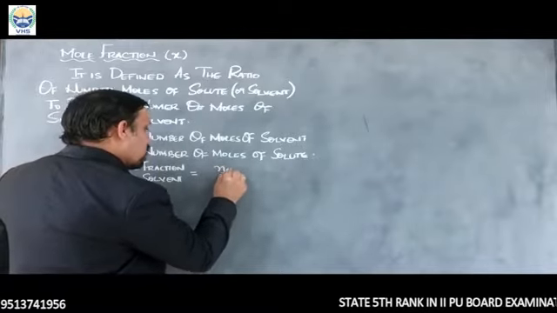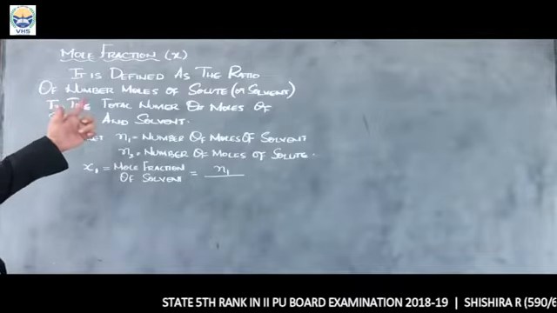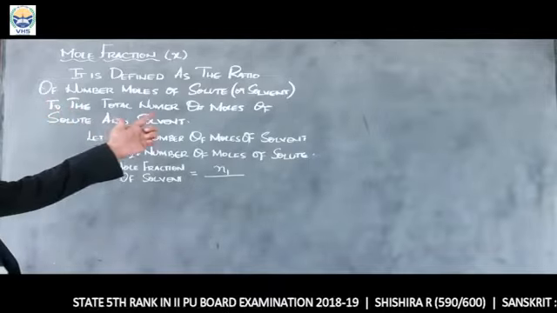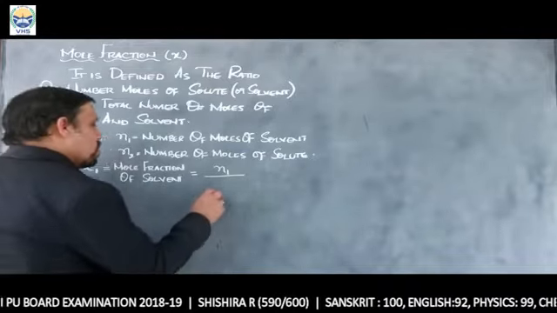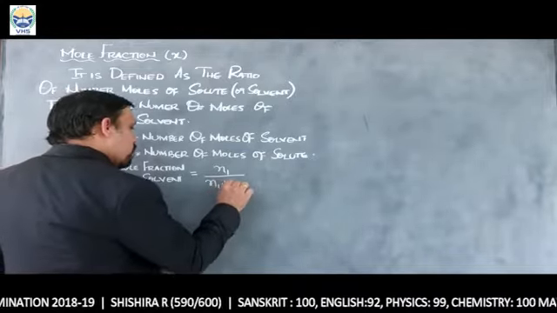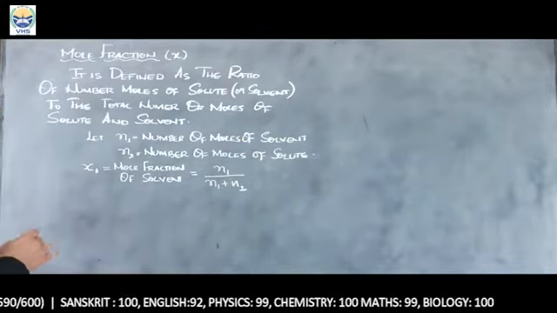N1 divided by, so what is it they given? Number of moles of solute or solvent to the total number of moles of solute and solvent. Total number of moles means both will be the sum. So it is N1 plus N2. So this is for mole fraction of solvent.